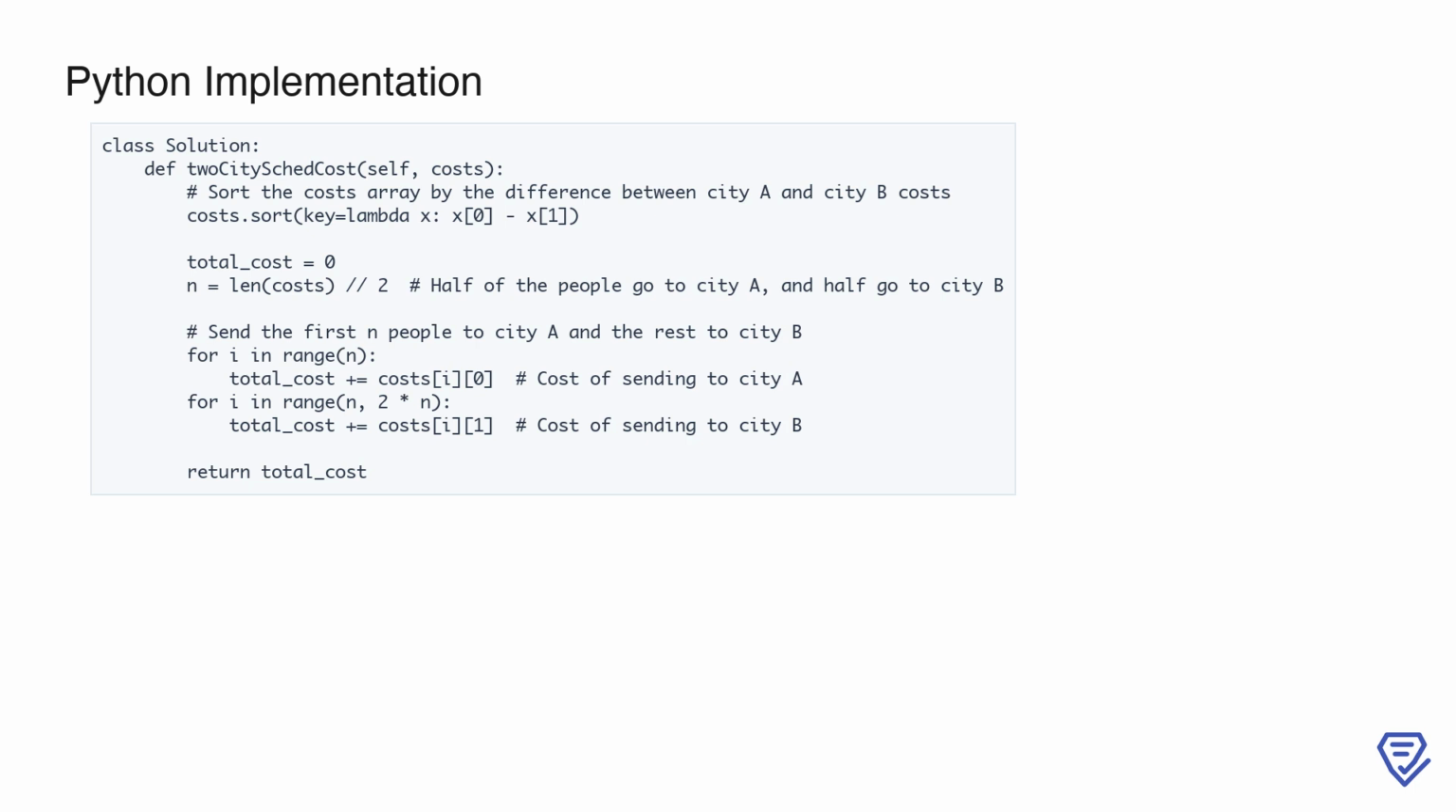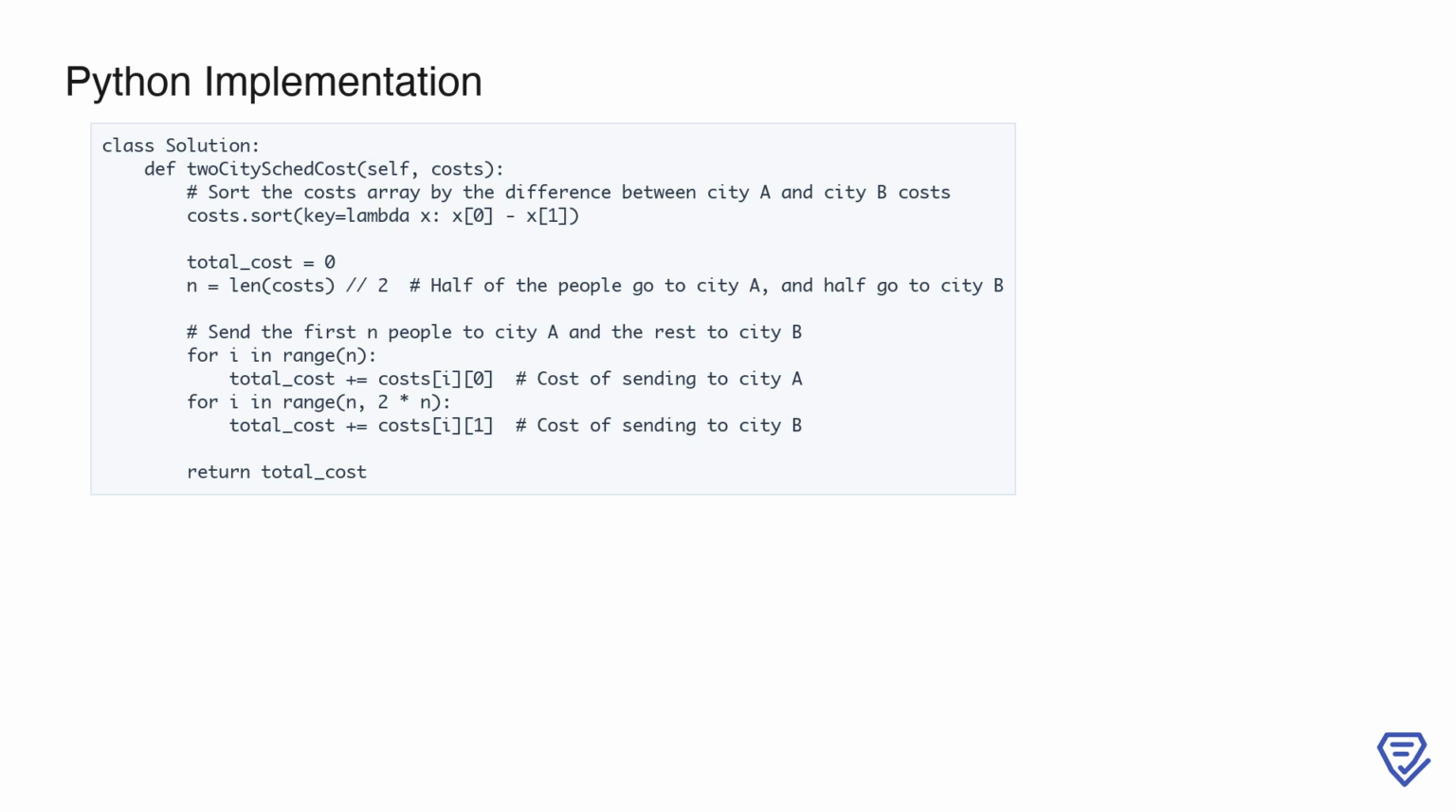Next, we calculate the total cost. Since exactly n people must go to each city, the first n people in the sorted list are sent to city A, and their costs, I0, are added to the total. The remaining n people are sent to city B, and their respective costs, I1, are also added. Finally, the function returns total_cost, which represents the minimum cost to send n people to each city while satisfying the problem constraints.